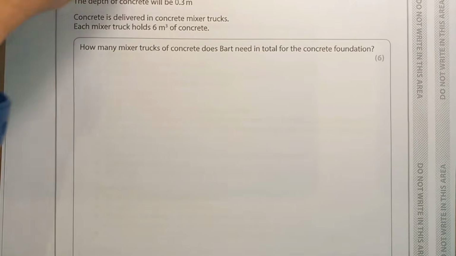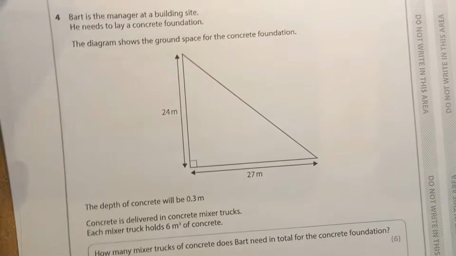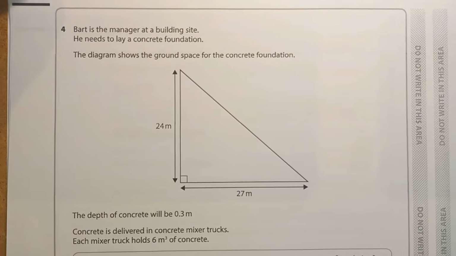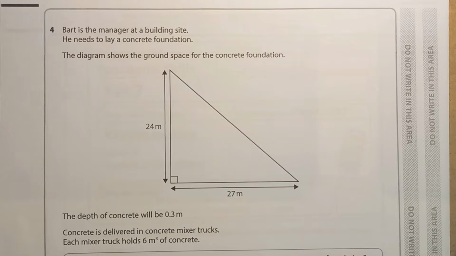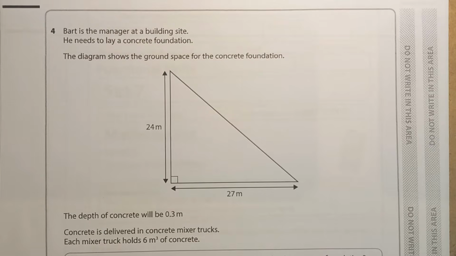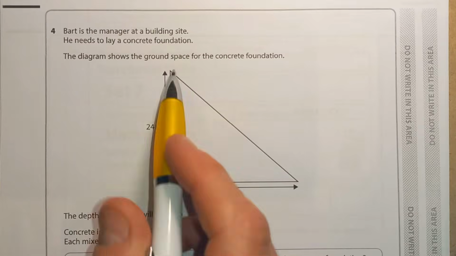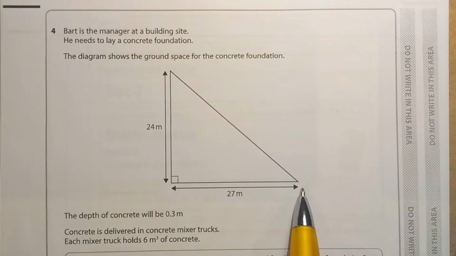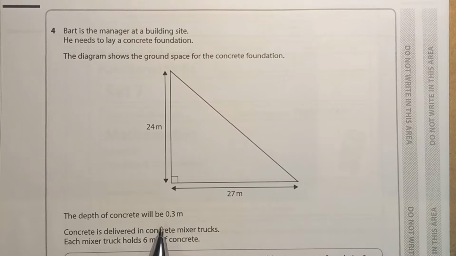Let's have a look at the last question in the non-calculator section, which is question 4. Bart is the manager at a building site. He needs to lay a concrete foundation. The diagram shows the ground space for the concrete foundation. So we've got 24 metres down this way, 27 metres this way. The depth of concrete will be 0.3 metres.